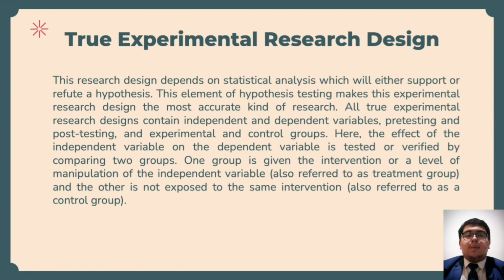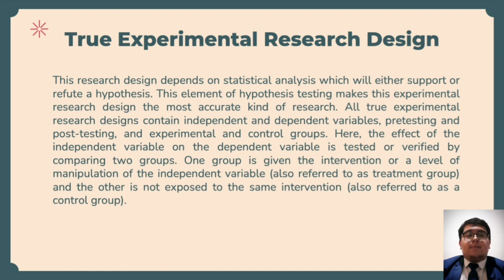First is the true experimental research design. This research design depends on statistical analysis, which will either support or refute a hypothesis. This element of hypothesis testing makes this experimental research design the most accurate kind of research. All true experimental research designs contain independent and dependent variables, pre-testing and post-testing, and experimental and control groups. Here, the effect of the independent variable on the dependent variable is tested or verified by comparing two groups.